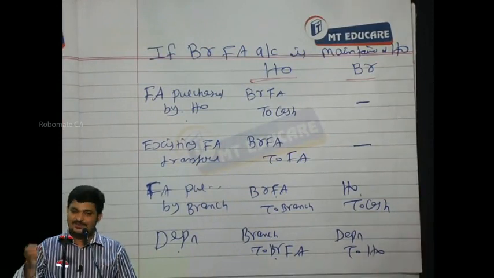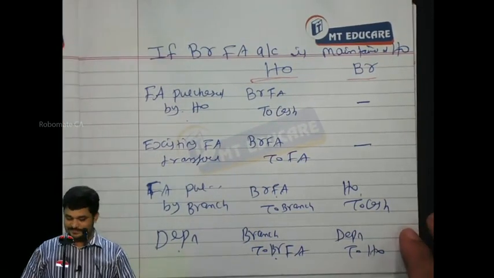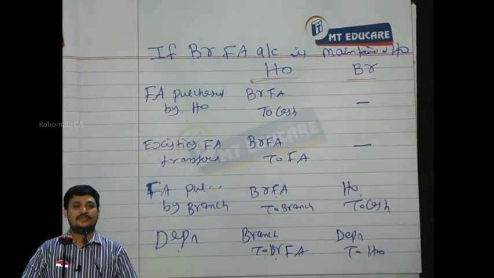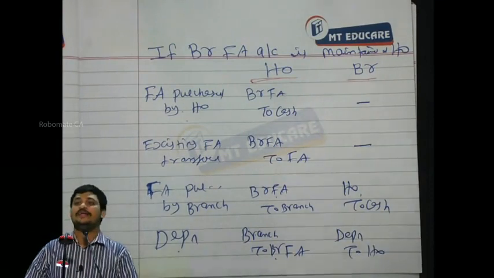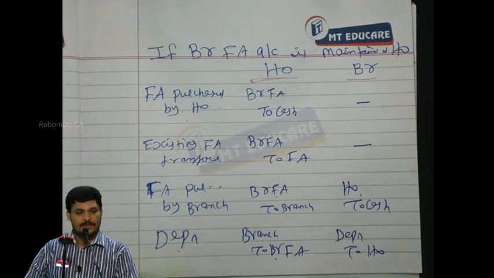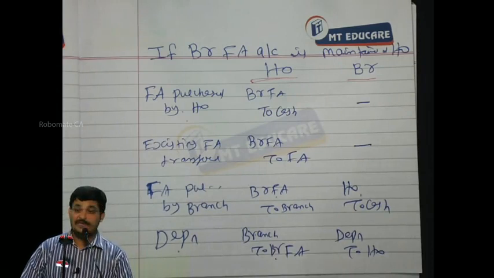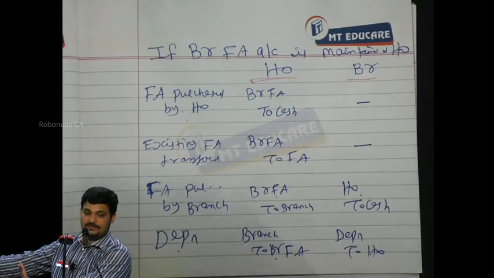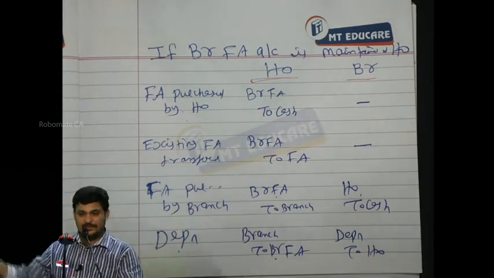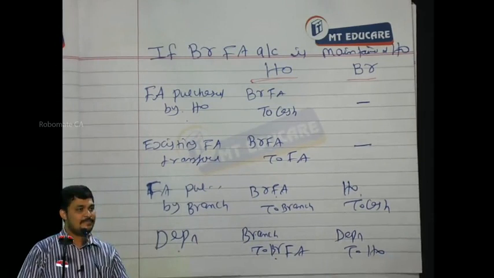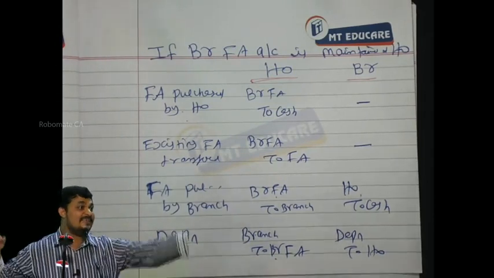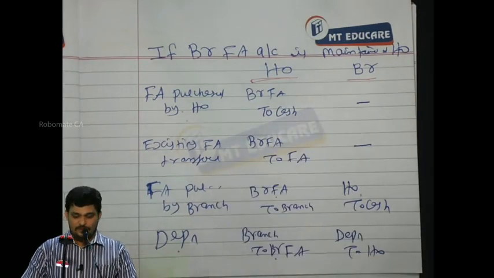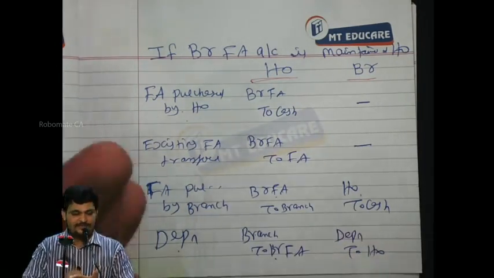Now head office and branch accounts relating to fixed assets. Even though the branch is independent, even though their accounts are kept by them only, sometimes their fixed assets are kept by head office. Their fixed assets are kept by head office. The entry becomes such a simple exercise. So this way, head office will record branch fixed assets.